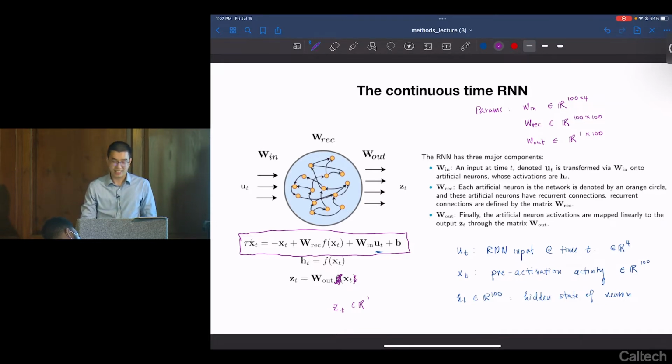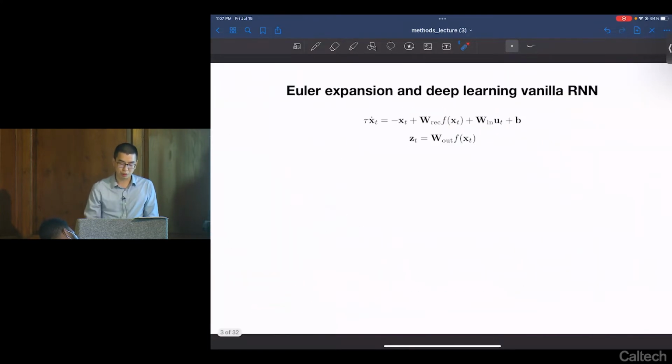Perfect. Yeah, the question is, why is there this term minus xt? Because if you've seen recurrent neural networks in machine learning, there isn't this minus xt. So actually, to answer your question, I'm going to go to the next slide where we're going to do an Euler expansion. And what you'll see is that this xt is essentially like a low-pass filter term where you remember part of your past state.